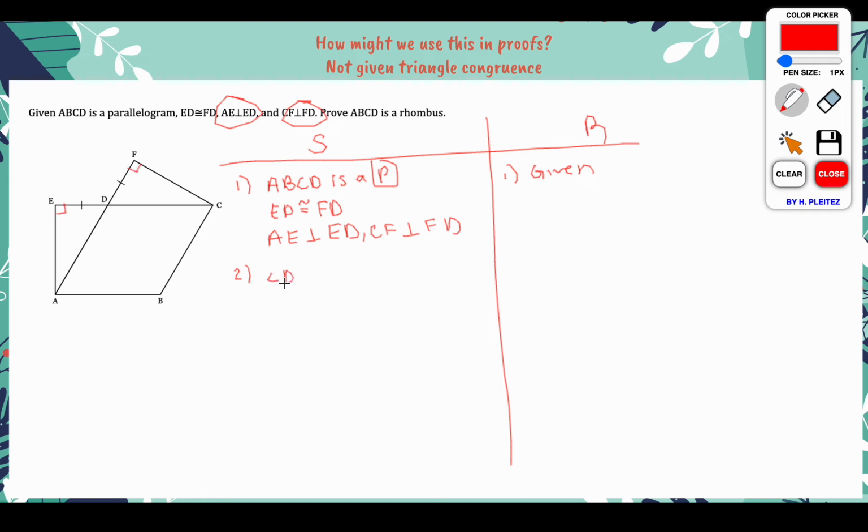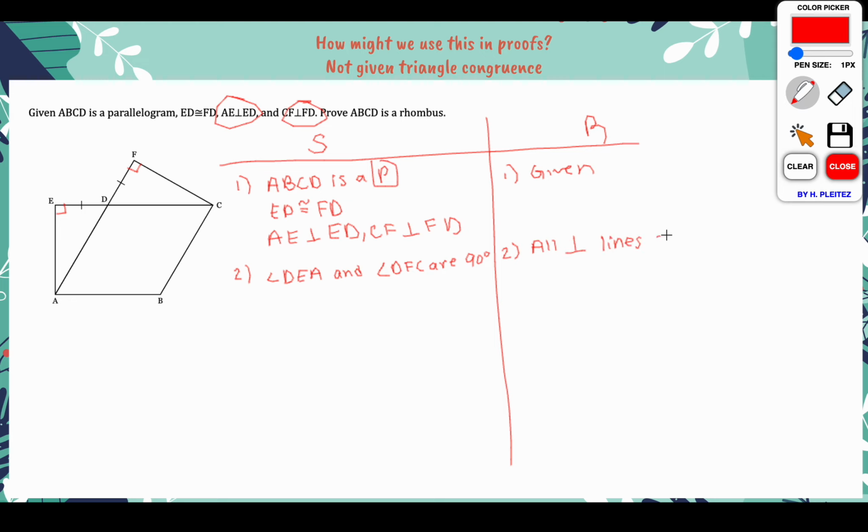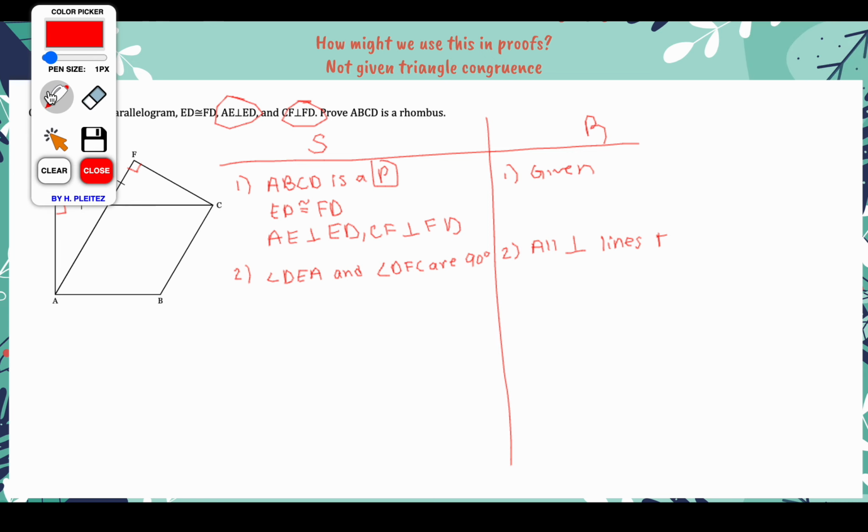So angle DEA and angle DFC are 90 degrees. Or you can say they're right angles. And the reason is just because all perpendicular lines form right angles. And then what comes right after this, and a lot of people forget this all the time, yes, you stated that they're 90 degrees, but you didn't say that they're congruent. And if you don't state that they're congruent, you're not going to be able to use any congruence theorems.